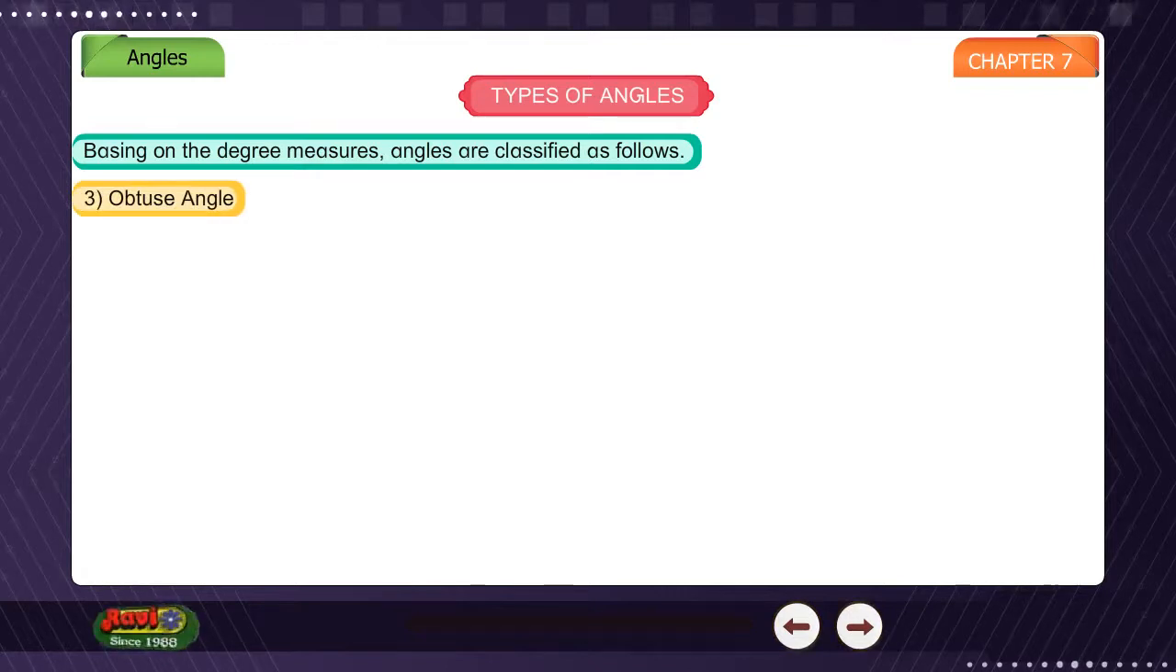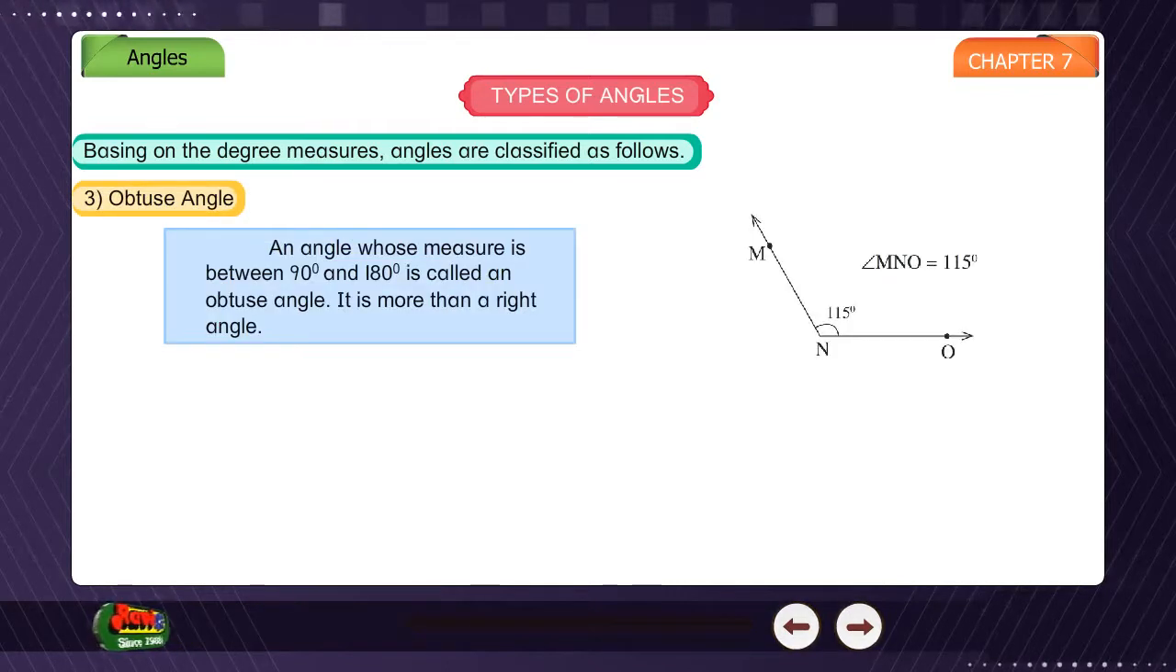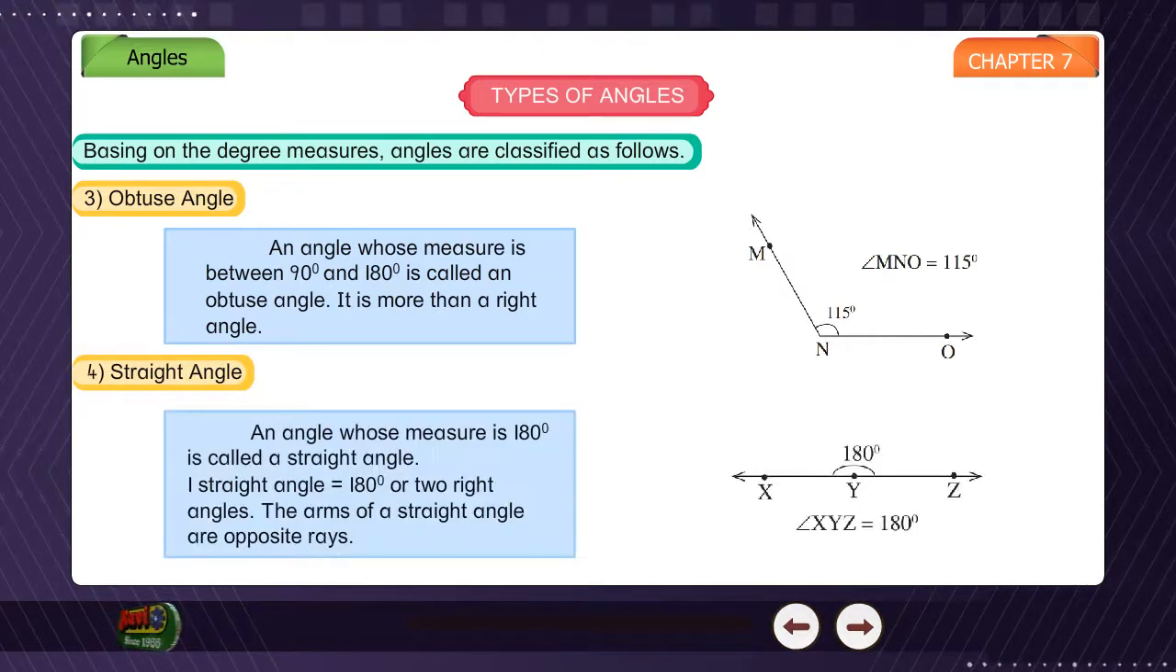3. Obtuse angle. An angle whose measure is between 90° and 180° is called an obtuse angle. It is more than a right angle. 4. Straight angle. An angle whose measure is 180° is called a straight angle. One straight angle is equal to 180° or 2 right angles. The arms of a straight angle are opposite rays.